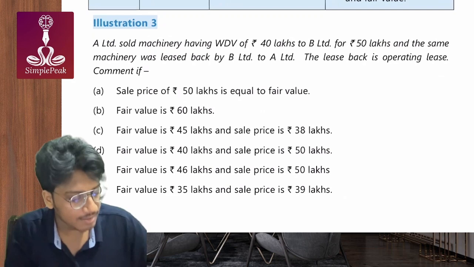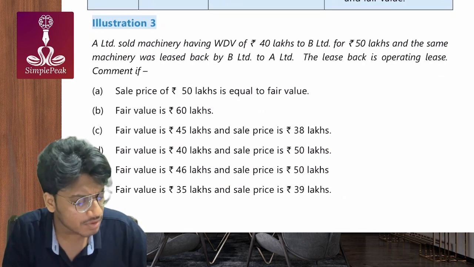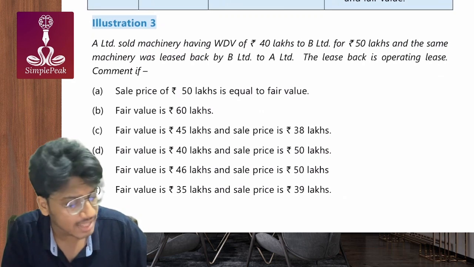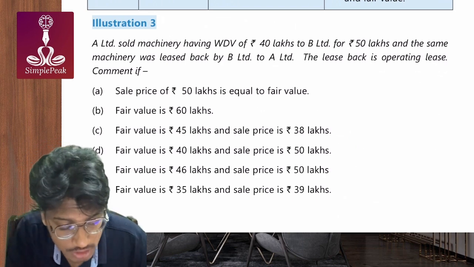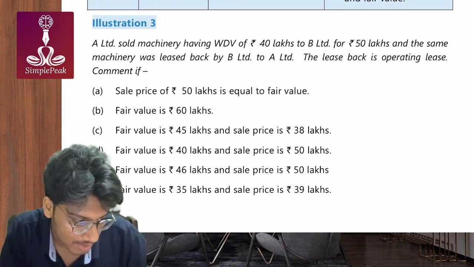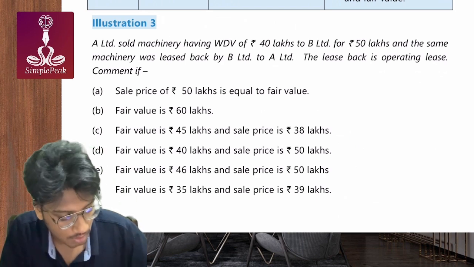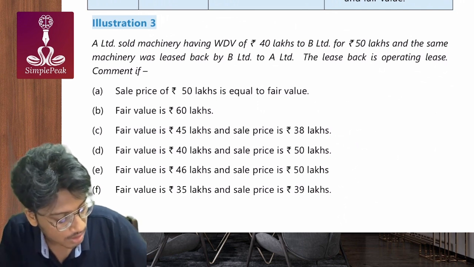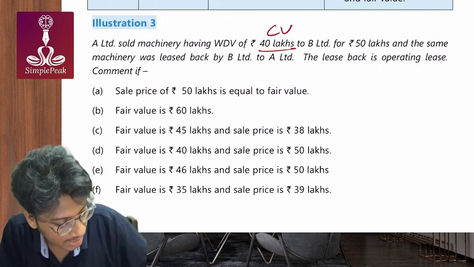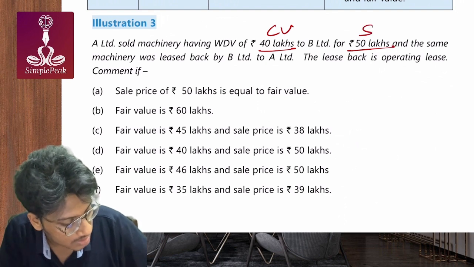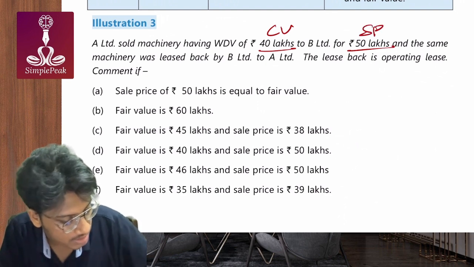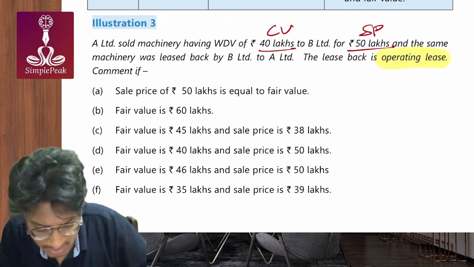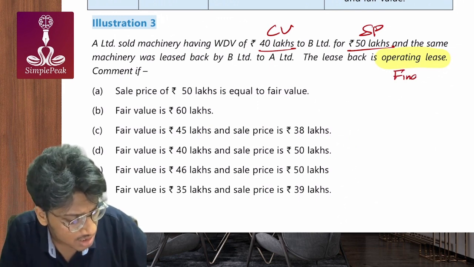Okay, A Limited sold machinery having the WDV of 40 lakh to B Limited for 50 lakh, and the same machinery was leased back by B Limited to A Limited. The leaseback is an operating lease. So now let's check it out. You have the carrying value, you have the sale price, and the question has given operating lease. If it is given as finance lease, it is very simple.